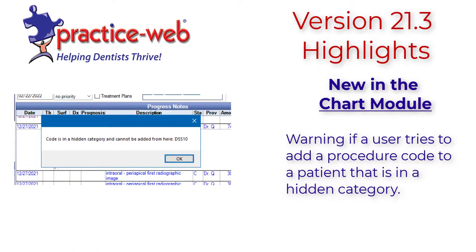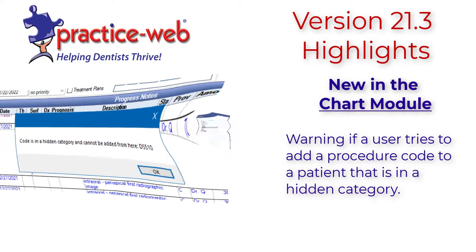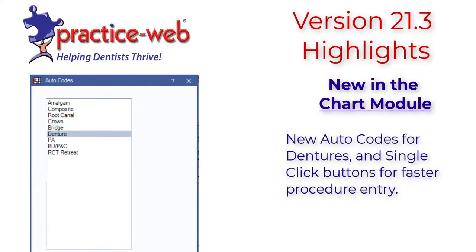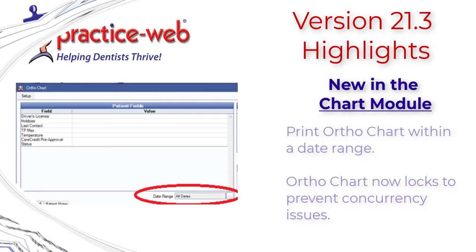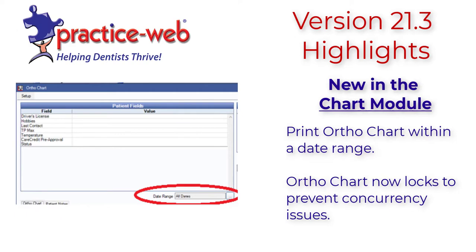PracticeWeb will warn or block users from completing a procedure in a hidden category. There are also new auto codes for dentures and procedure buttons for dentures under the single-click list. You can also now print the ortho chart for a specific date range, and there's now a lock on the ortho chart to prevent concurrency issues.